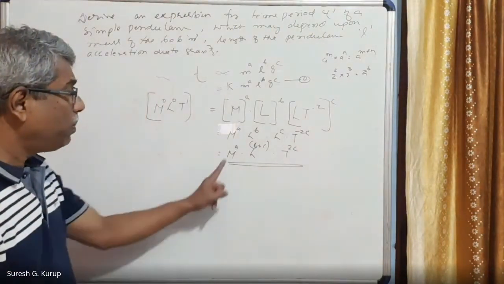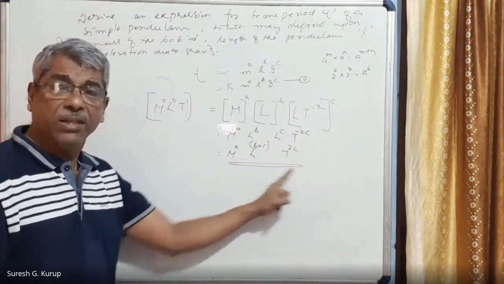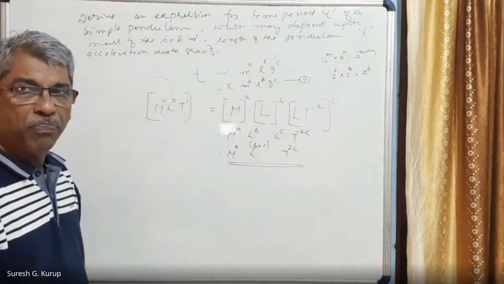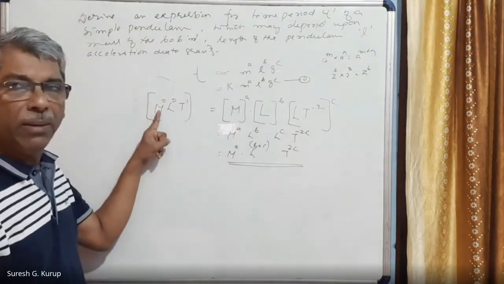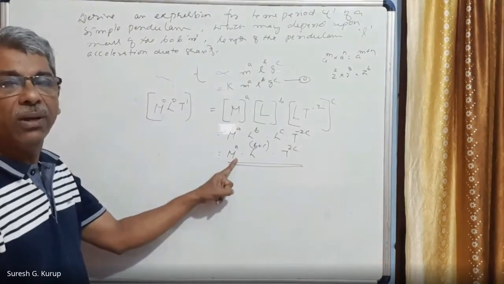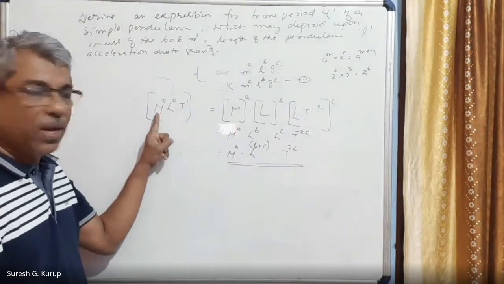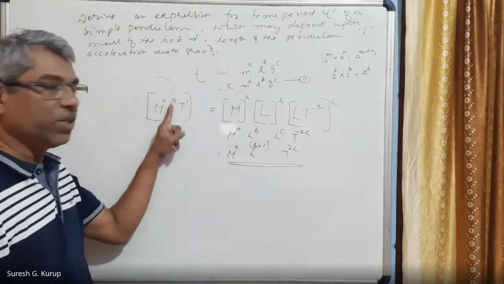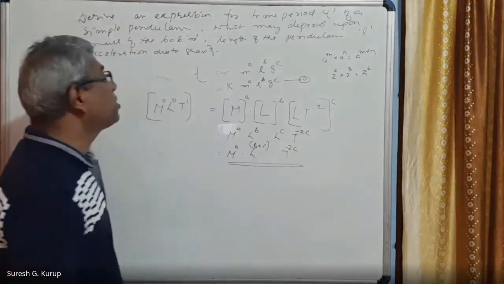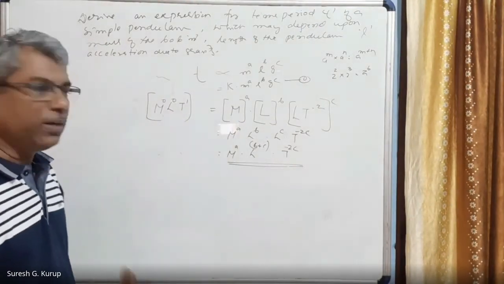Now we'll equate the powers. Here also 1 M, here also 1. If this equation is equal to this equation, then powers of the same quantities on either side will be same. What is the power of M on the left hand side? That is 0. Therefore, the power on the right side is A. A must be equal to 0. In the same way, B plus C must be equal to 0. In the same way, minus 2C must be equal to 1 also we can write. In that way, we can calculate A, B, and C, right?